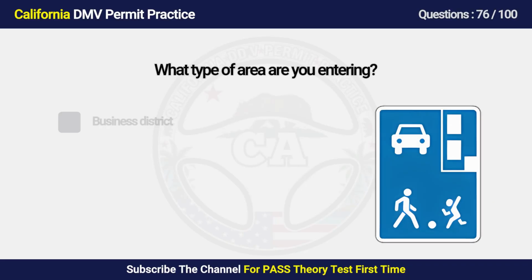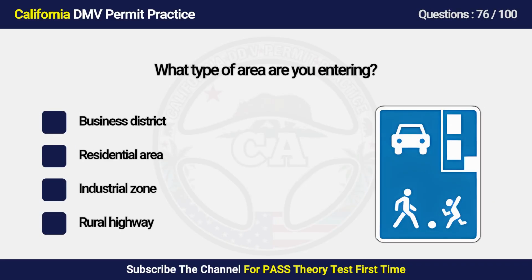Question 76. What type of area are you entering? A. Business district. B. Residential area. C. Industrial zone. D. Rural highway.